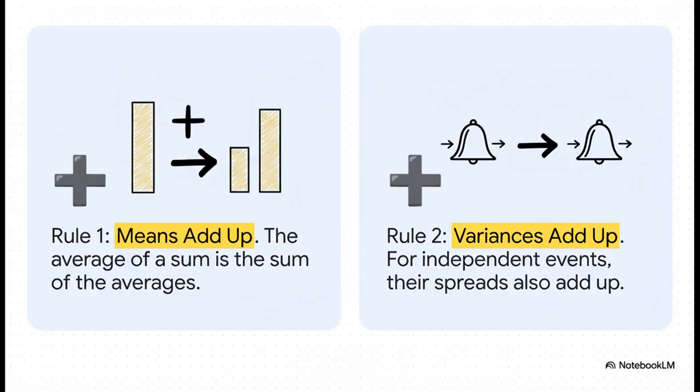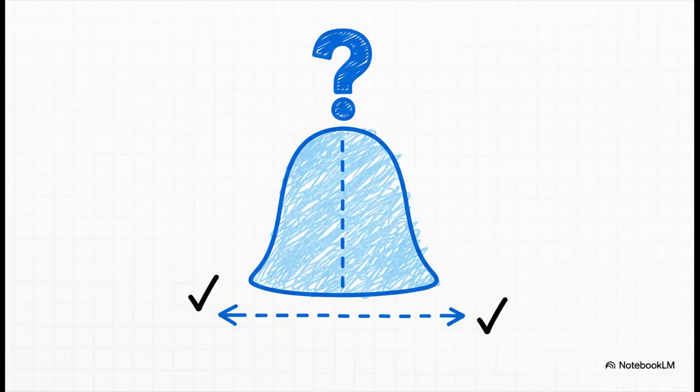Makes sense? Now, this is the crucial part. Those 2 rules are great. They tell us exactly where the center of our bell curve will be, and they tell us how wide or skinny it will be.